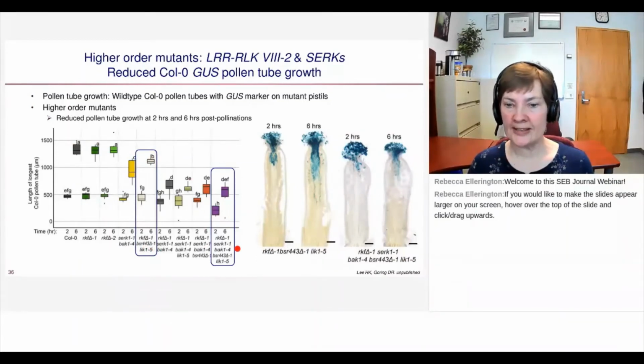Then this last data point here is the nonuple mutant, which has the 7 8-2 receptor kinase genes knocked out along with Circ1 and BAC1, also known as Circ3. And now at 2 hours, we start to see a significant decrease in the length of the wild-type pollen tubes. So when we combine them all together, there's a further decrease in the ability of these pollen tubes to grow through these mutant pistils.